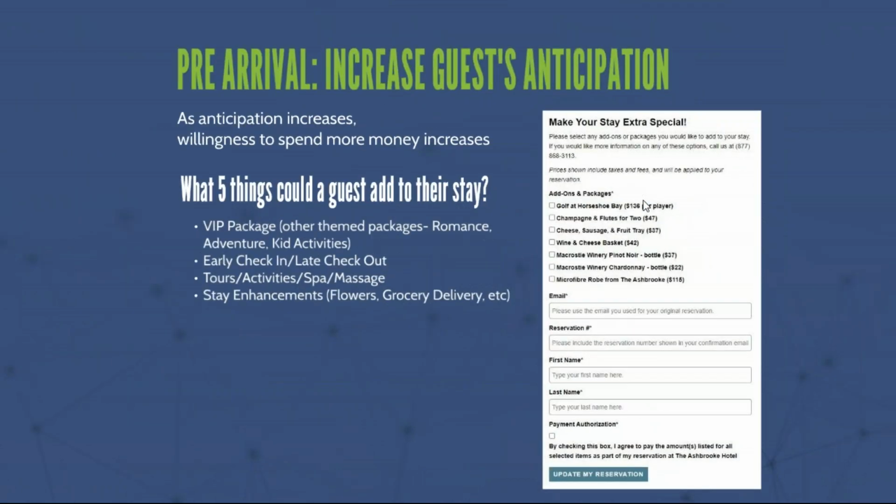So first and foremost, let's look at this pre-arrival. What we want to do here is increase our guests' anticipation, because as anticipation increases, willingness to spend more money increases as well. So I would ask yourself this question: what 5 things could a guest add to their stay which would enhance their stay, make their stay better, make their stay longer, and help you create more revenue out of each of these stays?